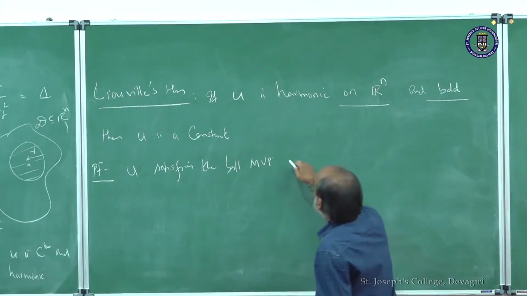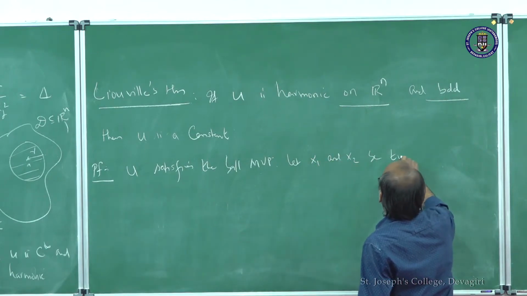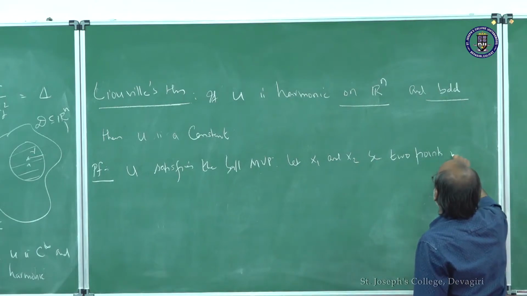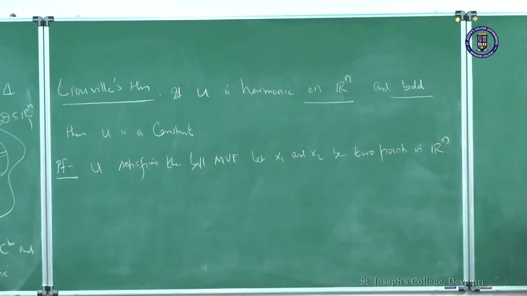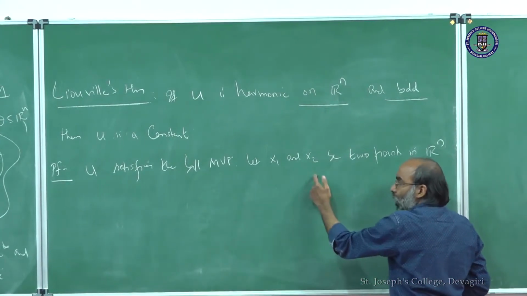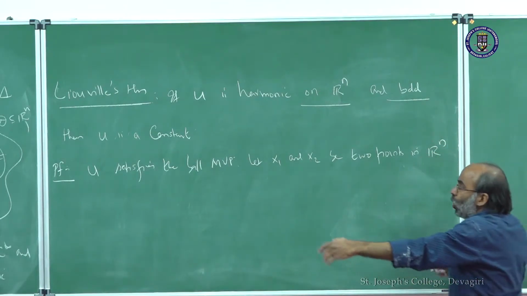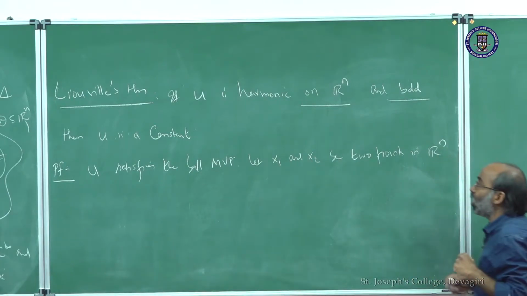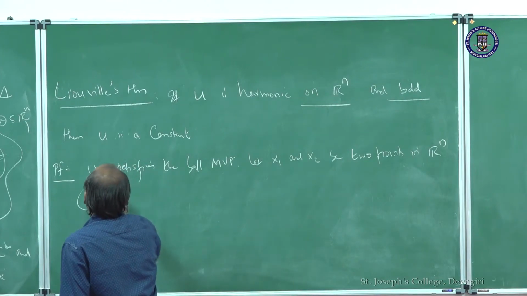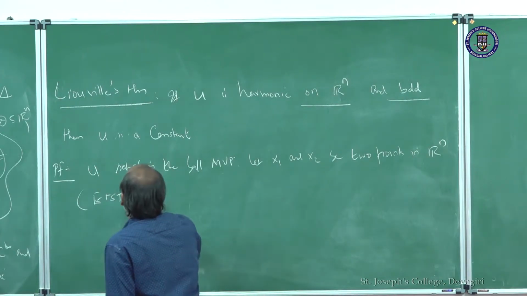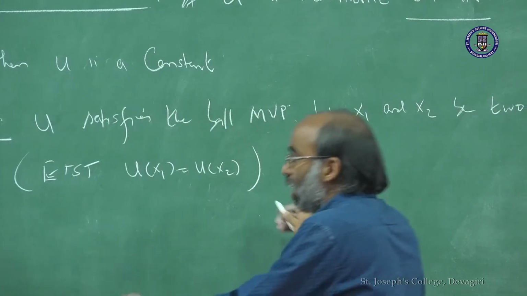Let us take 2 points, let x1 and x2 be 2 points in Rn. I want to say u is a constant, which means u(x1) is equal to u(x2), right, that is enough. If I take 2 arbitrary points and say that u has the same value at those 2 points, then u is a constant, right. So, it is enough to show that u of x1 is equal to u of x2, because x1 and x2 are arbitrary points.